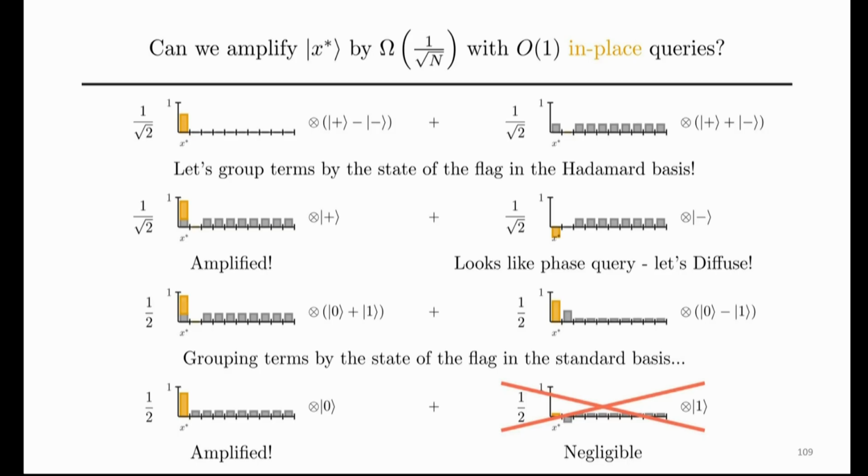In fact, we can measure the flag at this step, and if we ever see 1, we can just declare failure of our entire algorithm, and it's not going to affect our constant probability of success.